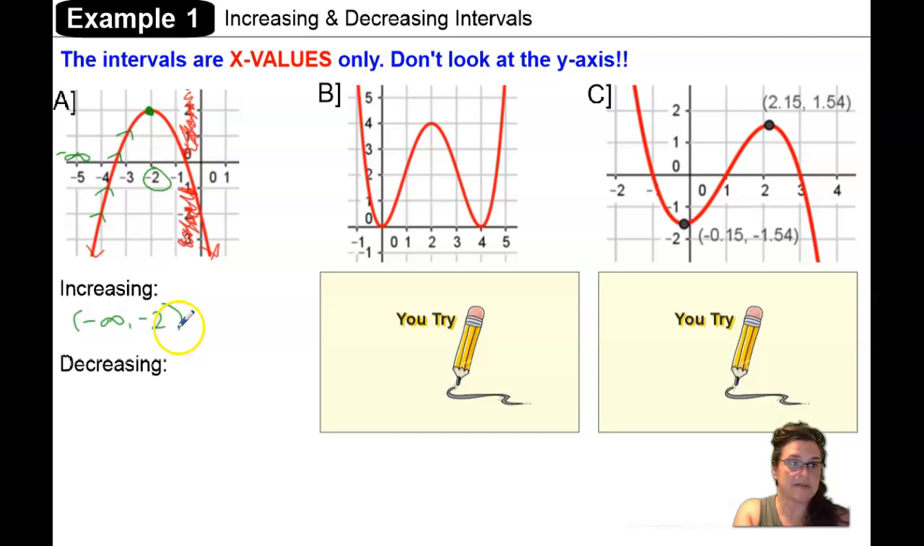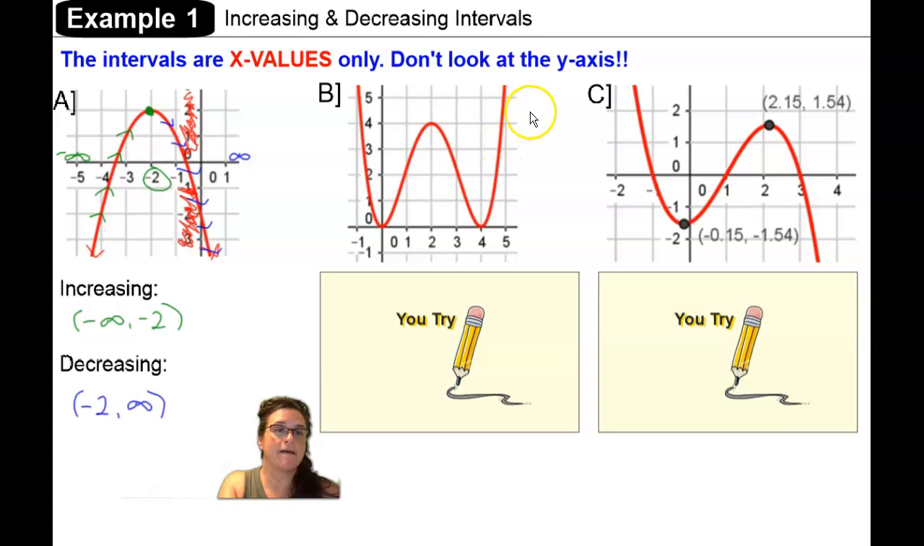And remember, that's parentheses only. Okay, then after that turning point, as we start at -2 and head off to positive infinity in the x direction, these y's are going down, down, down. So the interval where the graph is decreasing begins at -2, non-inclusive, and heads off to infinity in the positive direction. Okay, so go ahead and pause the video and give examples B and C a try. And when you're ready to check your answers, you can turn it back on and we'll look at those together.